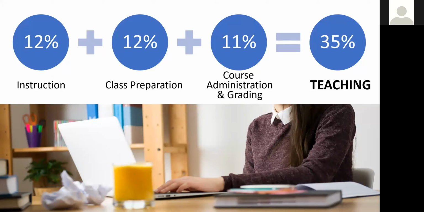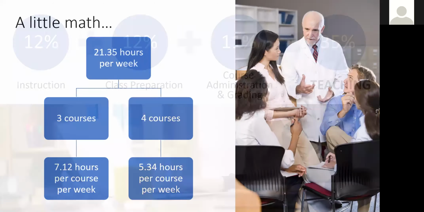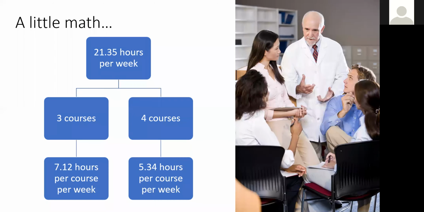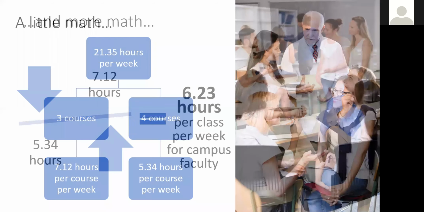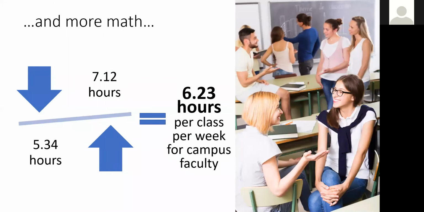Well, I'm a psychologist, not a mathematician. But if we were going to do a little bit of math with this, 35% of 61 hours is about 21 hours a week. So if you have 3 courses, that would be about 7 hours per week per course. And if you teach 4 courses, that's about 5 hours per week per course. Just to make the math easy, let's round that out, and we'll say that on average, full-time campus-based faculty members spend about 6 hours per week per course when they're teaching.